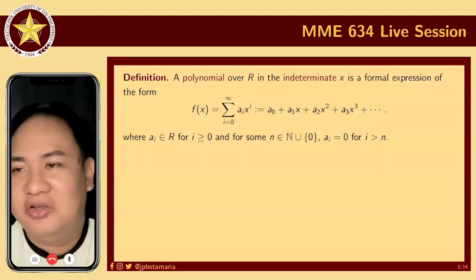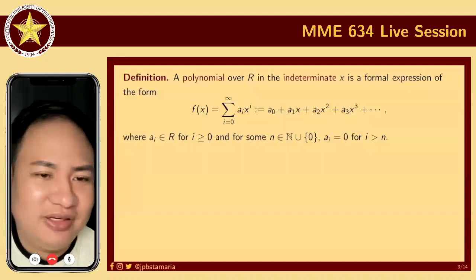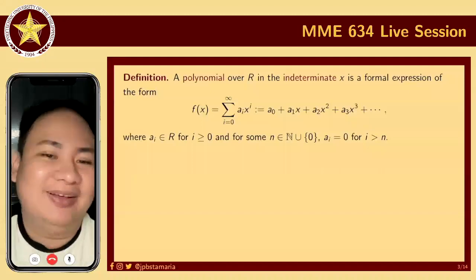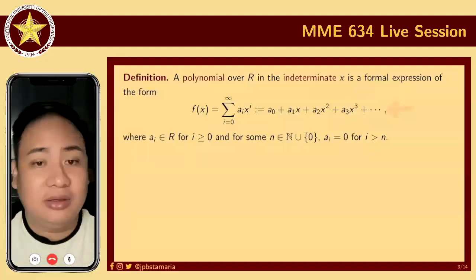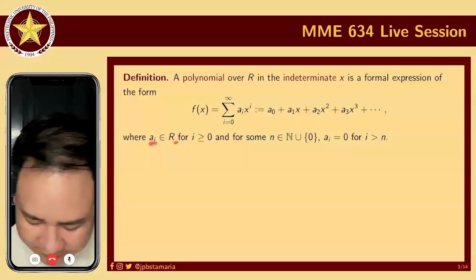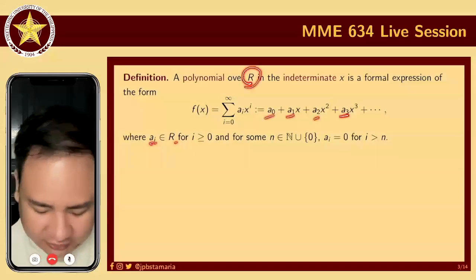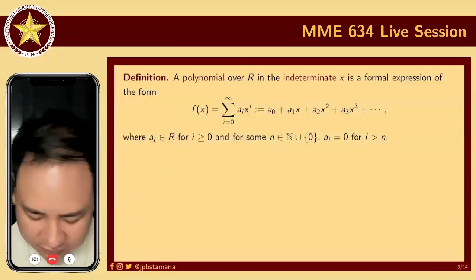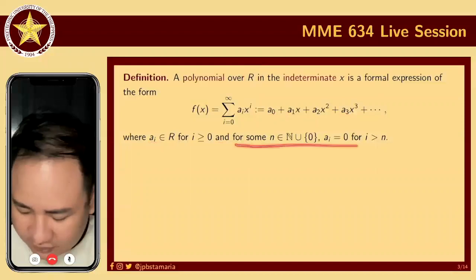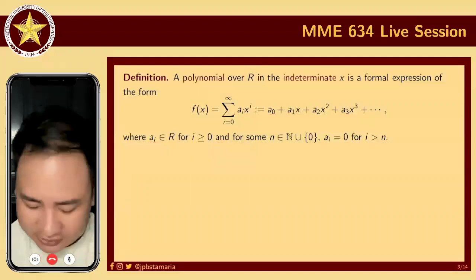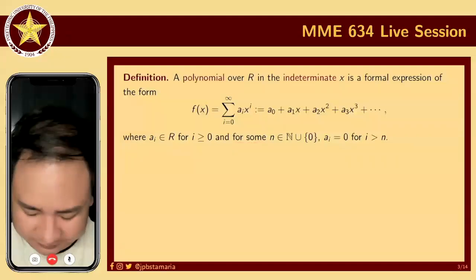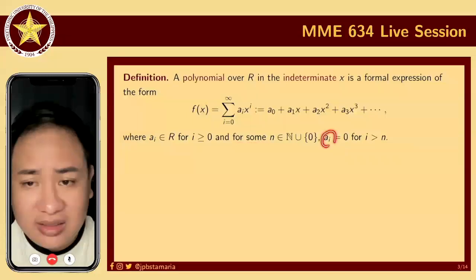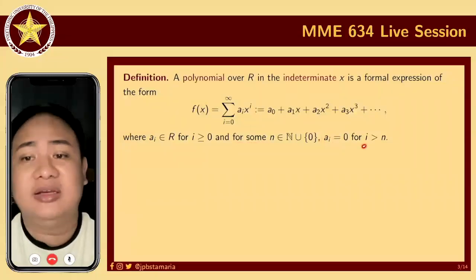Does that mean, sir, that polynomials are infinite sums? Not really. Because, look at the definition. There is a continuation to it. This is the polynomial where each a_i comes from R. That's easy to understand, for i greater than or equal to 0. This n is what makes it a polynomial. This is the property that makes it a polynomial. It says that for some non-negative n, the a_i must be 0 for i greater than n.